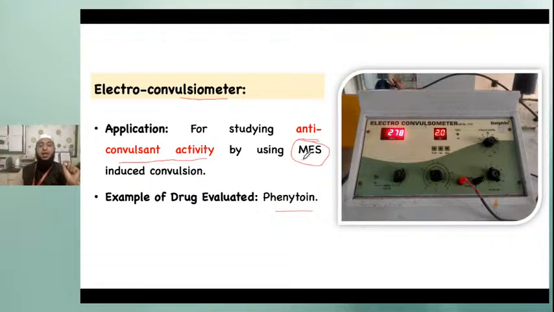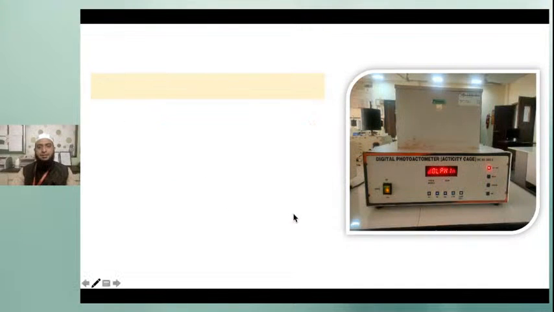So it is called MES convulsion, or maximum electroshock induced convulsion. So electroconvulsometer, to summarize, is used to study anticonvulsant activity. An example of a drug which is evaluated is phenytoin. Next instrument is the actophotometer.